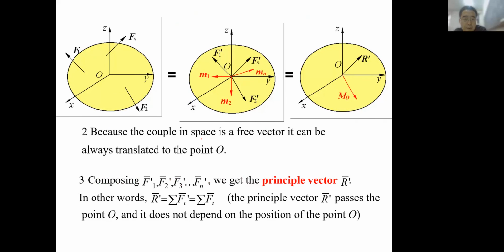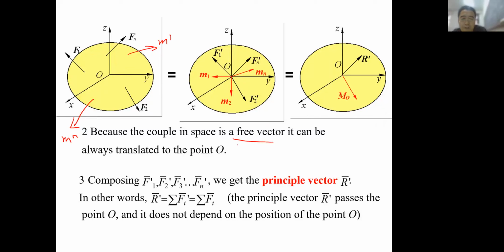Because the couple in space is a free vector, it can always be translated to the point O. What does this sentence mean? That means if the original force system has many forces acting at different points, but we also have some couple, maybe M prime here, maybe another couple M prime here, we can freely move these into O without adding anything, because it always has the same effect.